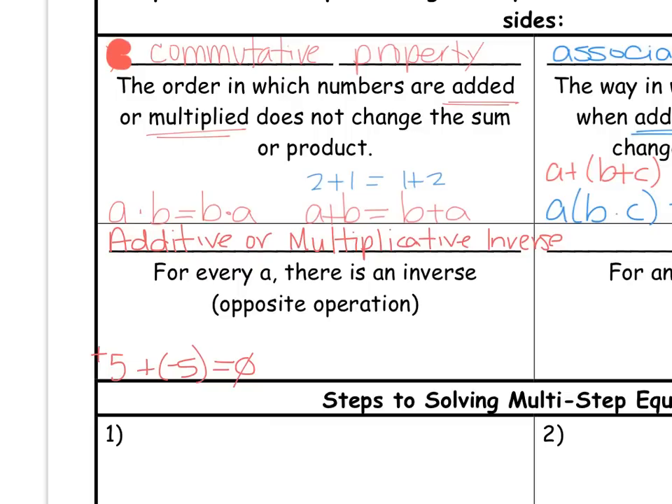The multiplicative inverse will give you a product of 1. So if I have the number, let's stick with positive 5 again, positive 5 can be written as 5 over 1. What can I multiply times 5 over 1 to get 1? Well, if I just flip it, I get 1/5. And so if I multiply 5 over 1 times 1/5, I get 5 over 5, which is 1. So the additive inverse of a number will give us 0. The multiplicative inverse will give us 1.